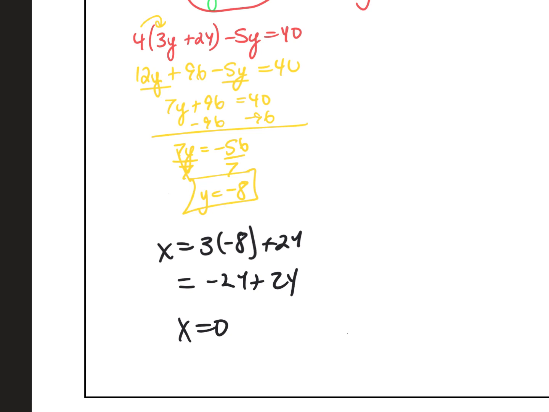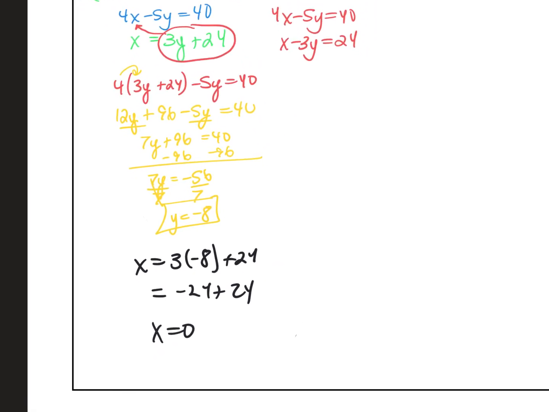Is that an okay answer? Yes. Is there a point 0 on the x-axis? Yeah, so your answer here would be 0, comma, negative 8.